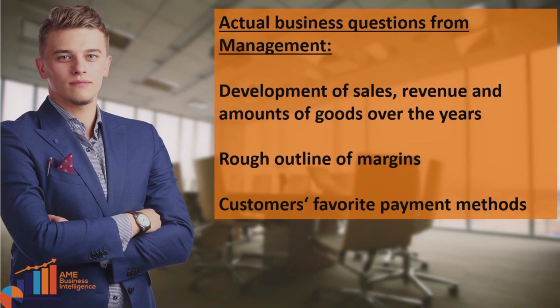Now let's see what questions management actually had. They want development of sales revenue and amounts of goods over the years. Yeah, let's just try line charts, maybe a combined one. Let's see. Rough outline of margins, I would probably use a bar chart or a column chart for that. Customers' favorite payment methods: we have 6 payment methods, so arguably a tree map or a donut chart.